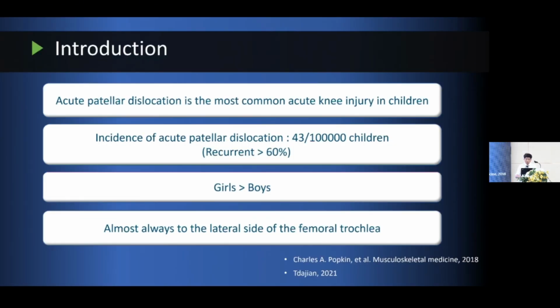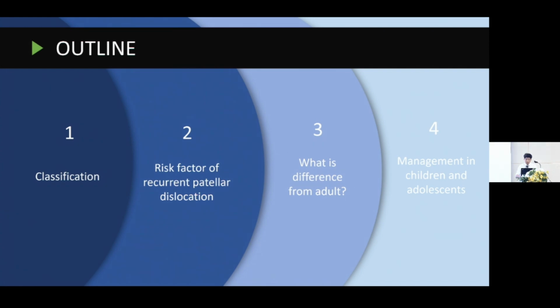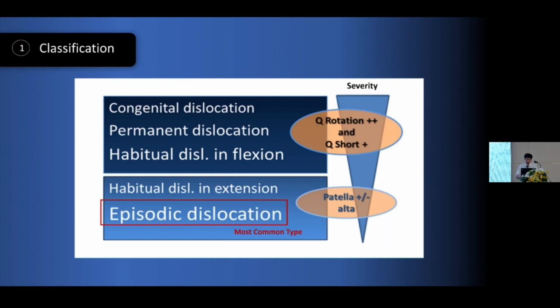Acute patellar dislocation is the most common acute knee injury in children. The incidence of acute patellar dislocation is 43 per 100,000 children, with a recurrence rate of more than 60%. It is more common in girls than boys, and the dislocation almost always occurs to the lateral side of the femoral trochlea. Next, I will talk about the following outline.